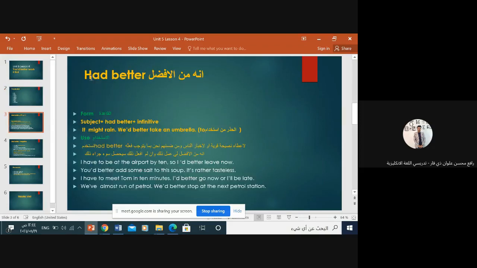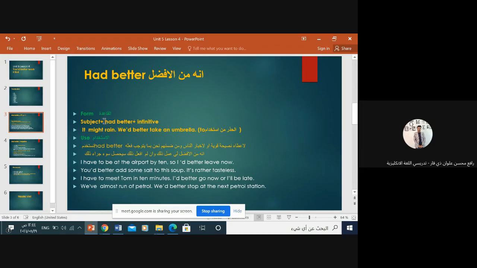Just to use, as I told you previously, at the beginning of this lesson, this is just the use of "had better". The use of "had better" إنه من الأفضل. The form القاعدة: subject had better plus infinitive. شباب، فاعل had better يجي بعدها مباشرة infinitive without to، يعني يأتي بعدها فعل مجرد بدون to.